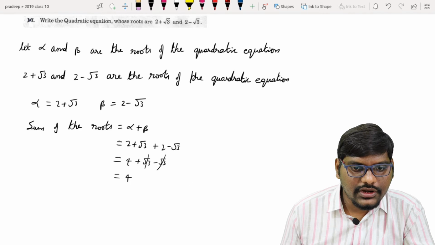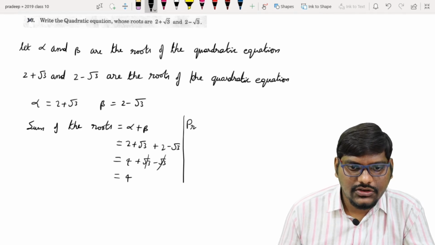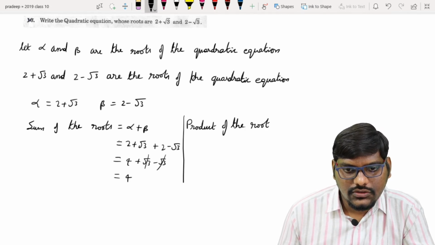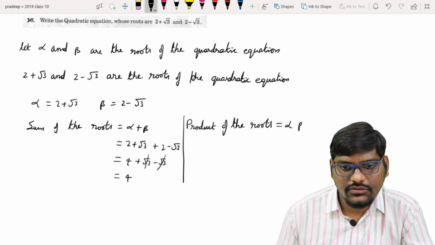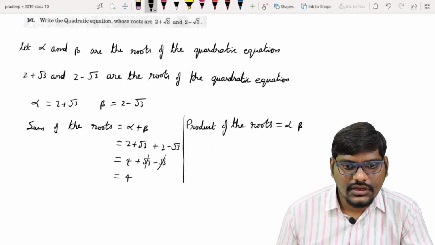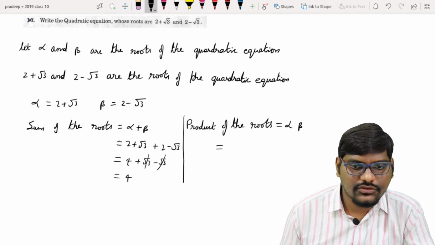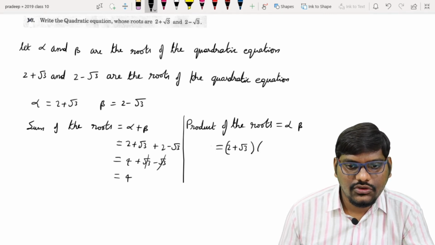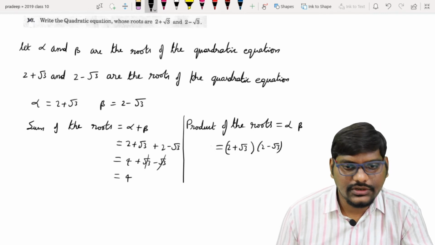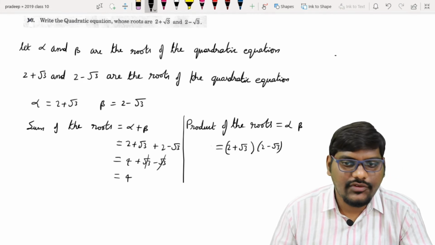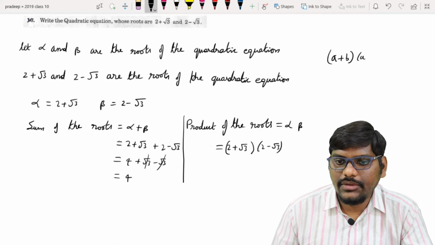So let's do the product of the roots. So what do we get? Alpha into beta. For this I can simply write alpha is 2 plus root 3, and beta is 2 minus root 3. Simply when we observe, this is in the form of 2 plus root 3, 2 minus root 3. So we have the formula (a plus b) into (a minus b) is what? a square minus b square.